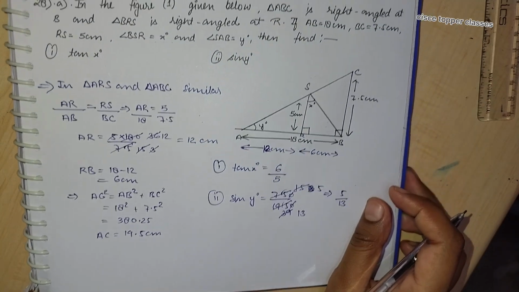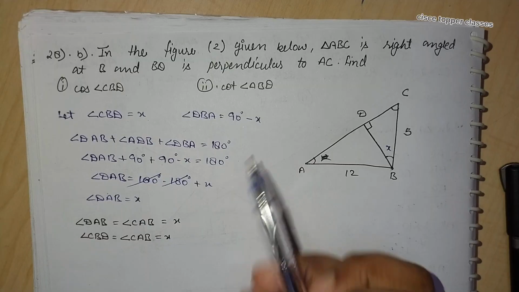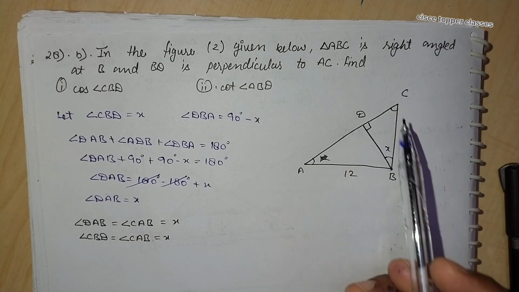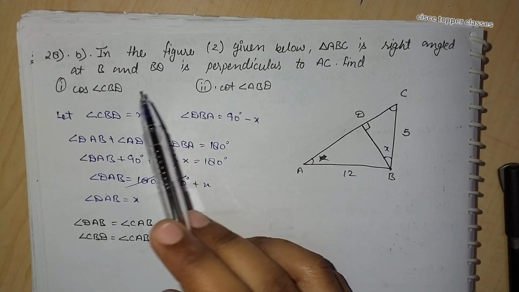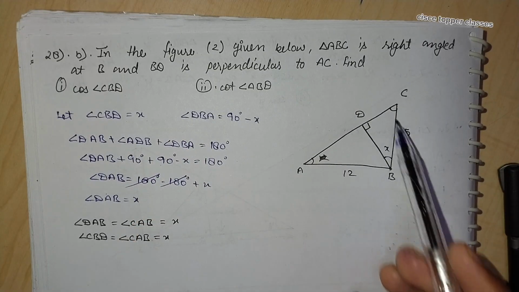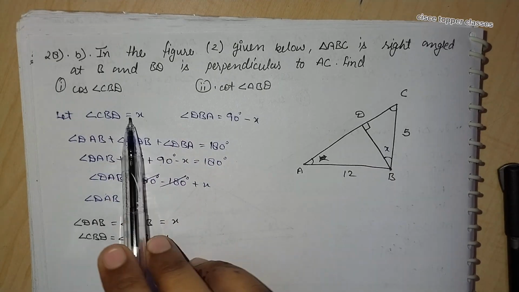So this is the final solution of 28 first part. Let us solve here 28 second part. In the figure given below, triangle ABC is right angled triangle here at B, and BD is perpendicular to AC. Then find cos of angle CBD here. We have to find the cos of angle CBD. So firstly here calculation we can take.